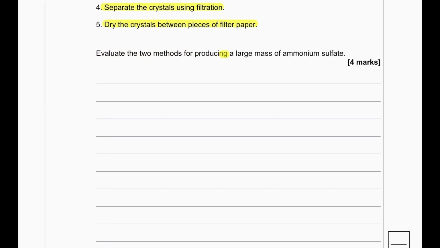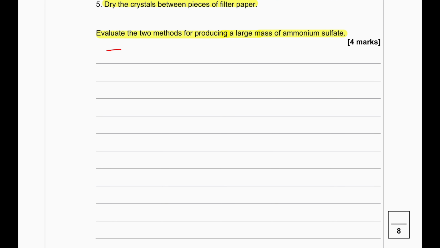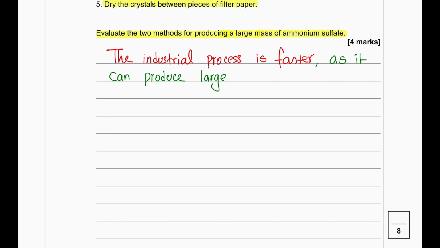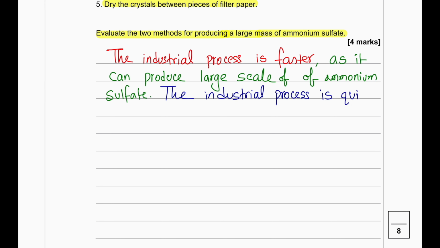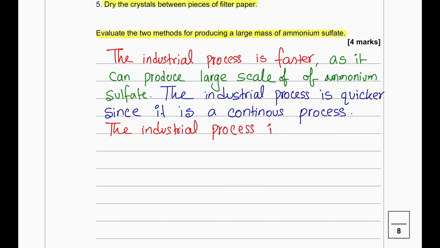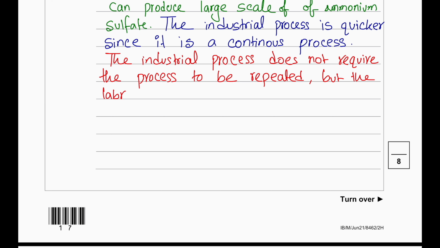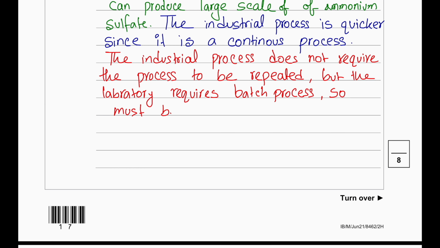Evaluate the two methods for producing a large mass of ammonium sulfate. The industrial process is a larger scale process and it is continuous. Thereby, it will produce a large amount of ammonium sulfate faster. The industrial process is quicker and also reduces cost and energy. The industrial process does not need to be repeated in terms of the crystallization and filtration several times.